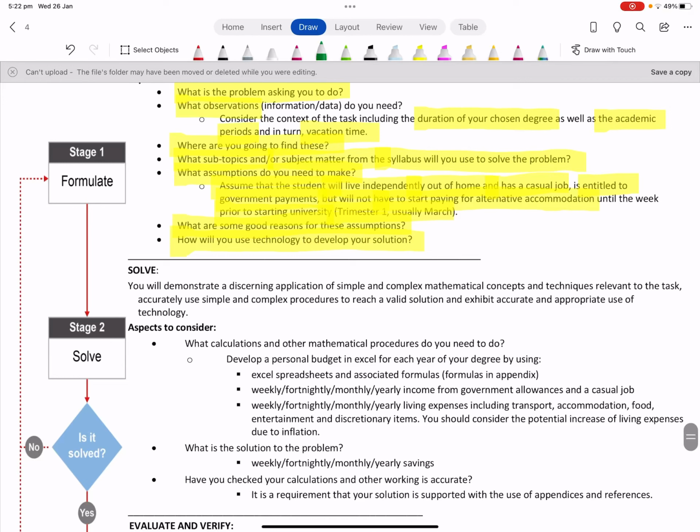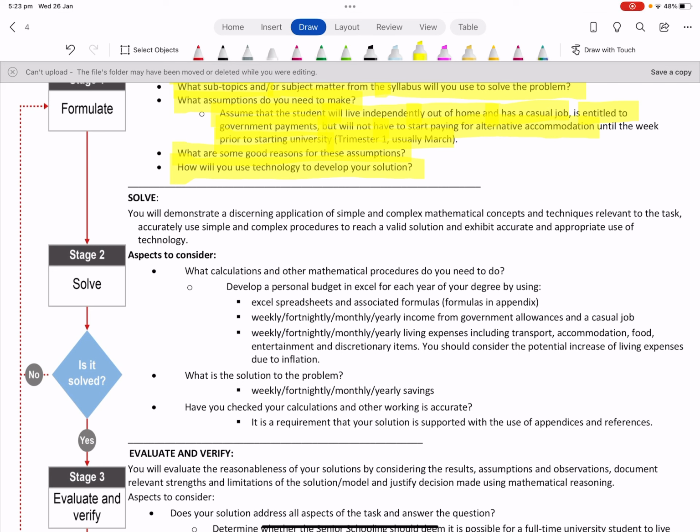So you can go into detail there about how that's going to help you. At that point, you can pause the video, try working on your formulate section before coming to the next section, which is the solve. So you may choose to pause now before I go through the next section.